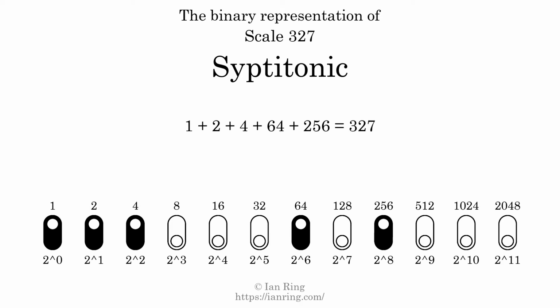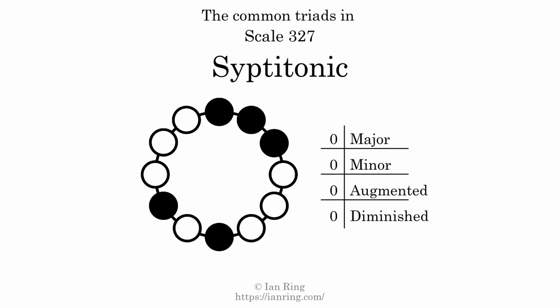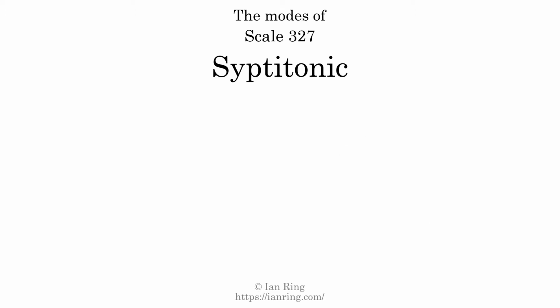The scale number not only enumerates the scale with a unique index, but it also literally describes the tonal content of the scale. Represented as a binary number in base 2, the scale number is 0001010000111. There are no common triads present in this scale. This scale has 5 modes.